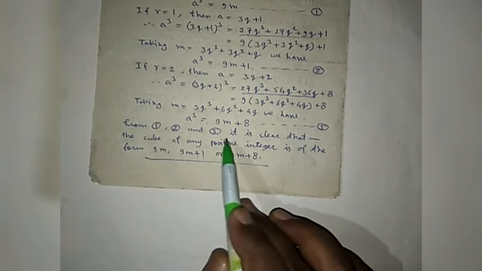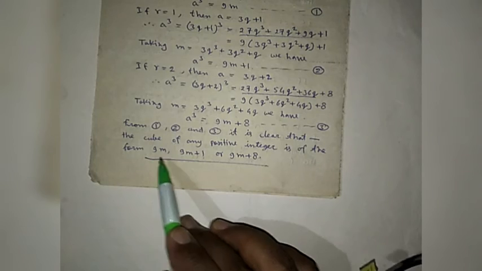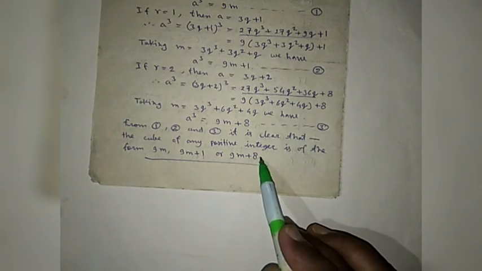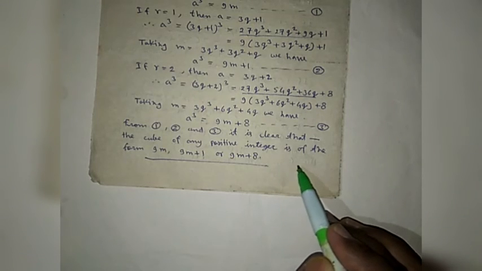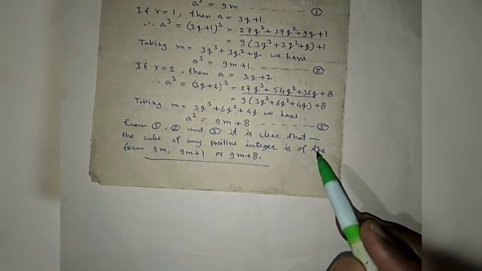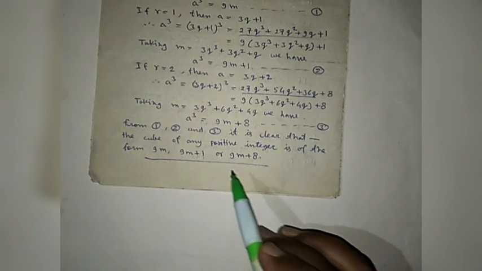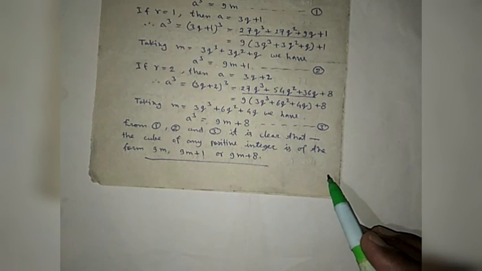From 1, 2 and 3, it is clear that the cube of any positive integer is of the form 9m, 9m plus 1 or 9m plus 8. So here exercise 1.1 is fully solved. Now we will see the next theorem, that is the fundamental theorem of arithmetic, and the solution of exercise 1.2 in the next video.